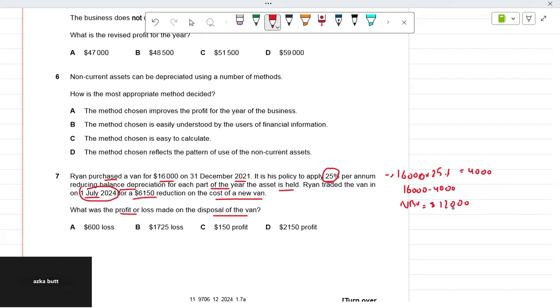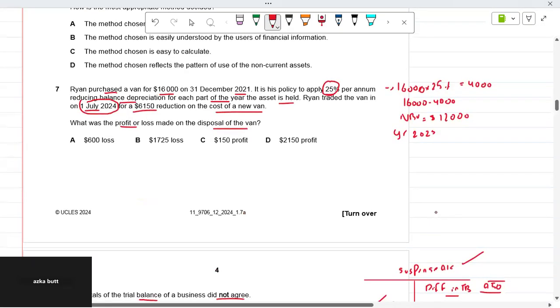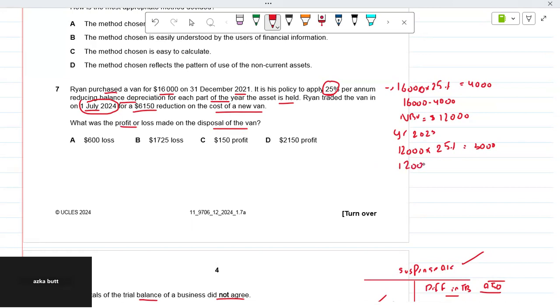And if you see the year 2023, since we are using the RB, we will apply 25% on the carrying value. So carrying value is 12,000 multiplied by 25%. So this is equal to 3,000. Okay. So carrying value at the end of 2023 is equal to 12,000 minus 3,000. So this is equal to 9,000.